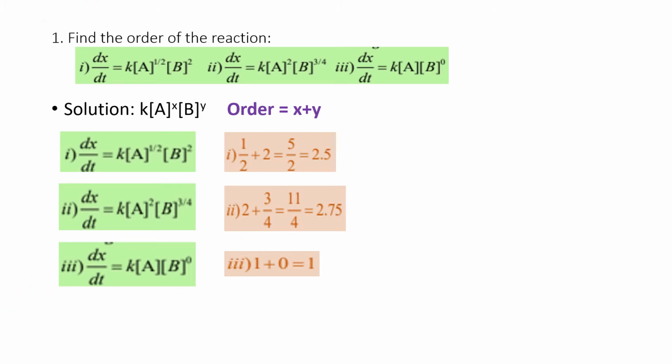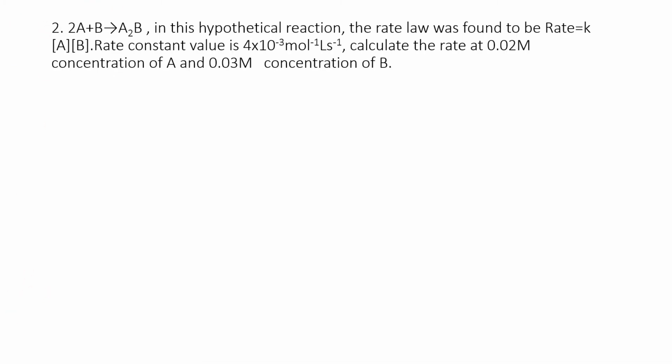And the next one, 2A plus B gives A2B. In this hypothetical reaction, the rate law was found to be rate is equal to k into A concentration and B concentration, and the rate constant value is given. They ask to calculate the rate at 0.02 mole concentration of A and 0.03 mole concentration of B. So the concentrations of A and B are given. Okay, so we need to find the rate of the reaction.